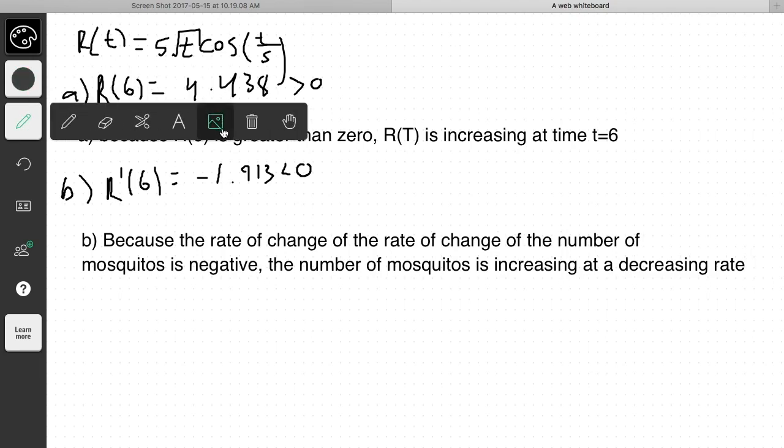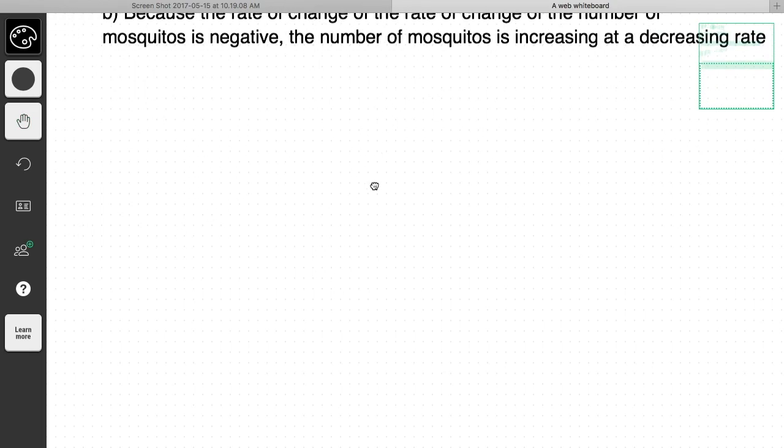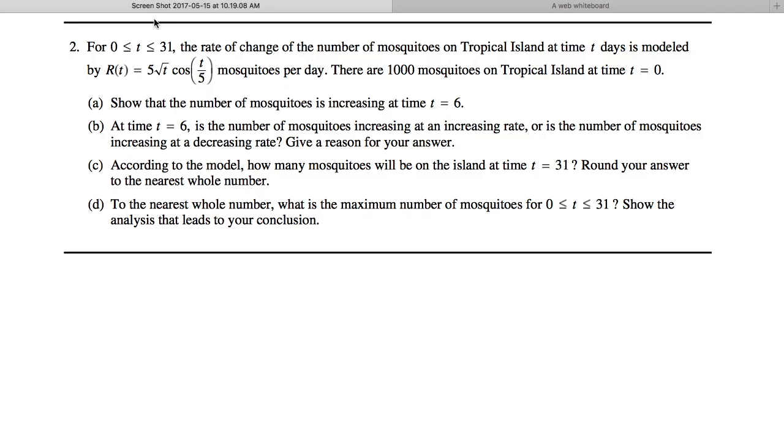All right, part C. Part C is asking us, according to the model, how many mosquitoes will be on the island at time t equals 31? Round your answer to the nearest whole number. So for part C, we're going to let A of t represent the number of mosquitoes. I'm going to put it right there.